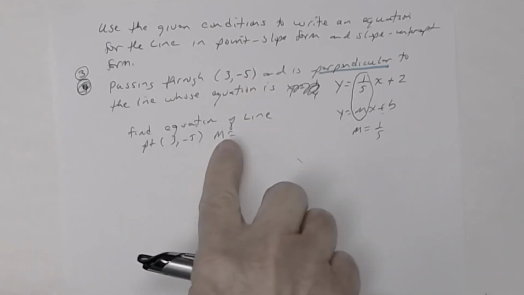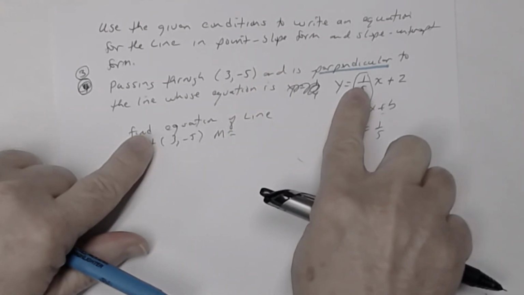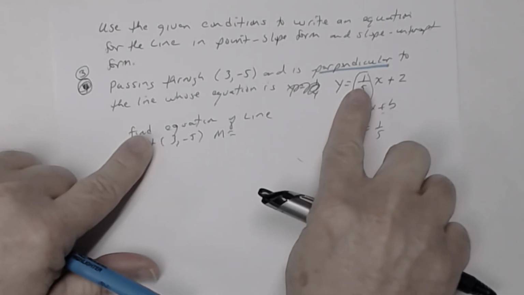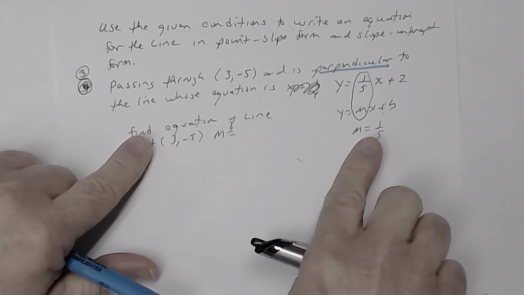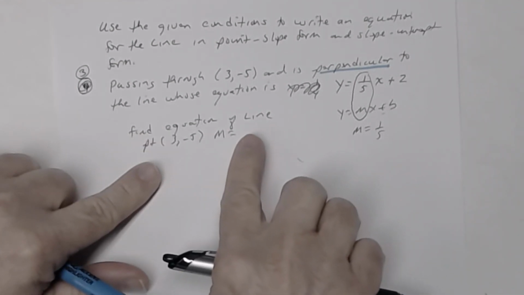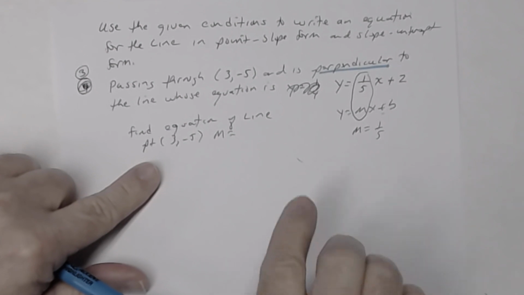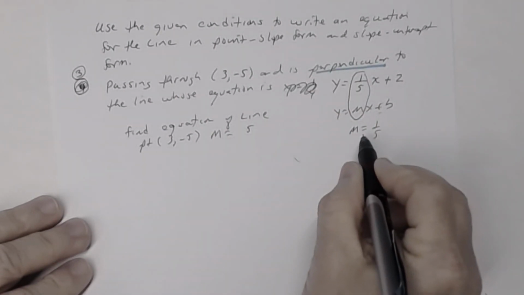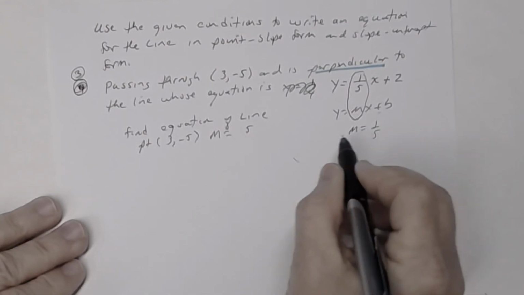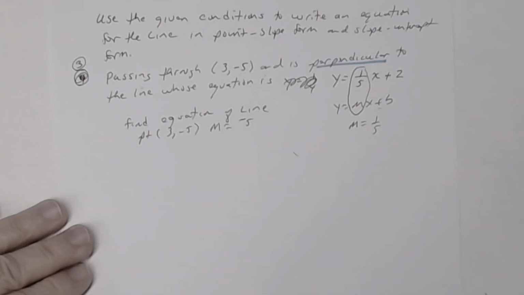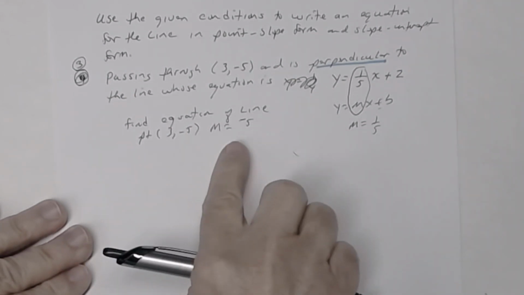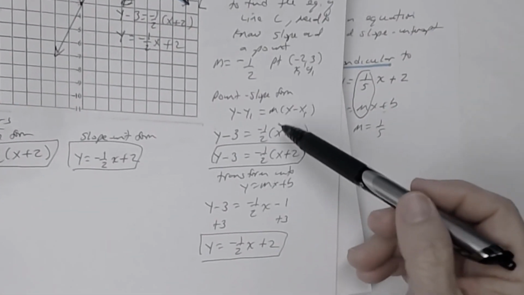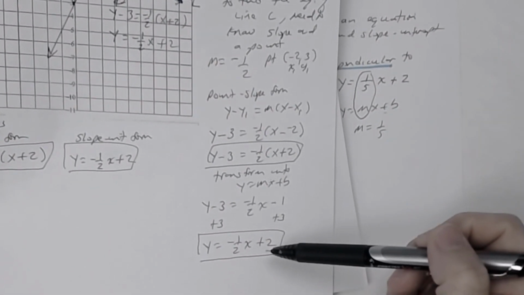So these two lines, this line and this line, are perpendicular. So remember what that means about their slopes: their slopes are negative reciprocals of each other. So if this slope is 1/5, then I take the reciprocal, which is 5, but I have to change the sign. If this one's positive, then this has to be negative. Once you have the slope and a point, you can go directly to point-slope form, just like we did before, and then transform that to slope-intercept form.